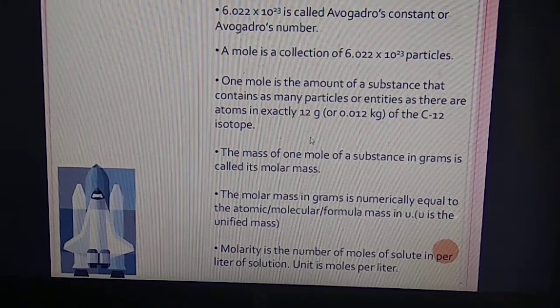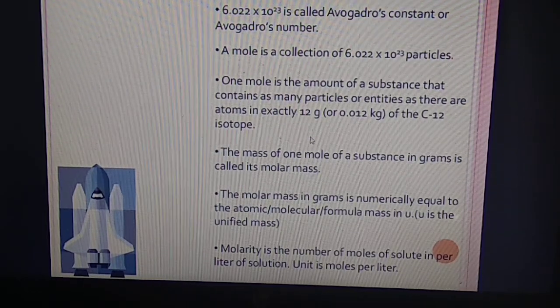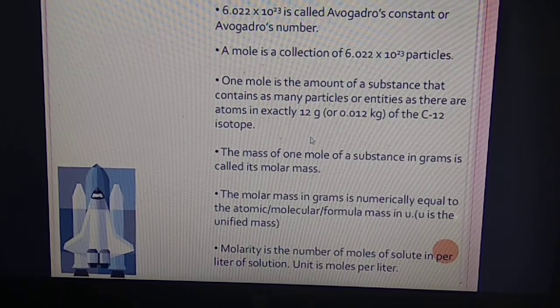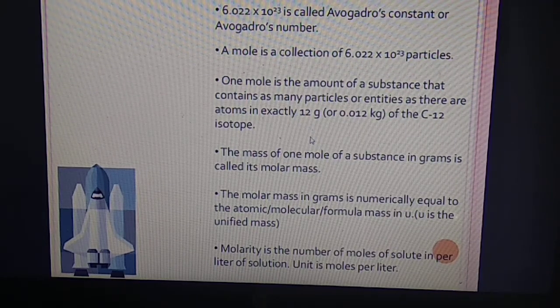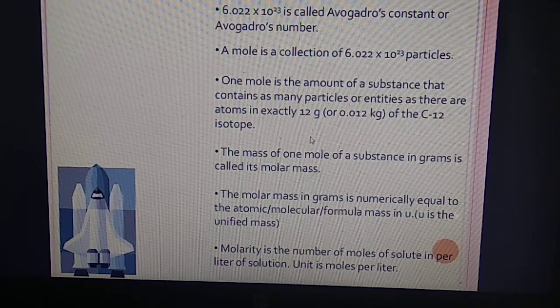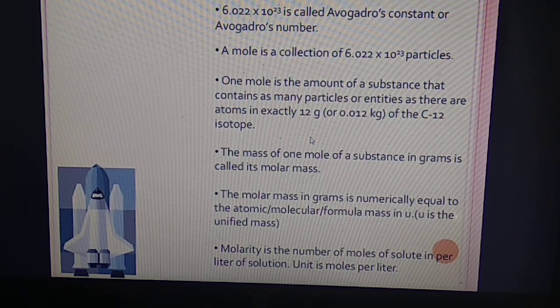1 mole is the amount of substance that contains as many particles or entities as there are atoms in exactly 12 gram of the C-12 isotope. The mass of 1 mole of a substance in gram is called its molar mass. What is molar mass? Mass of 1 mole of a substance in gram is called its molar mass.